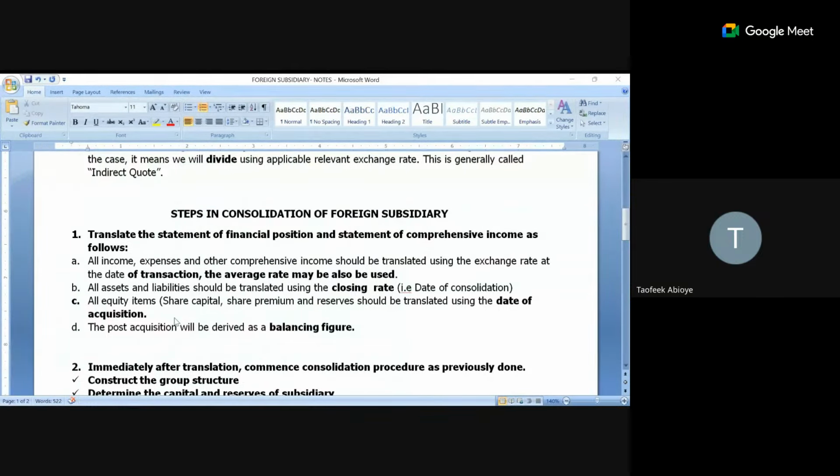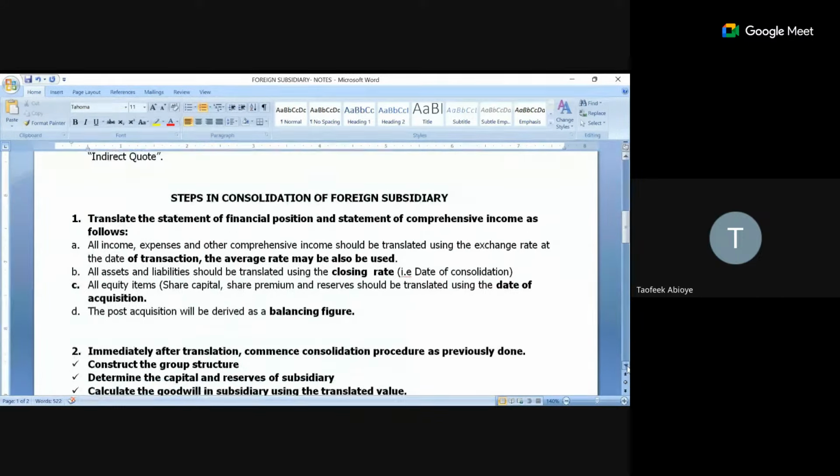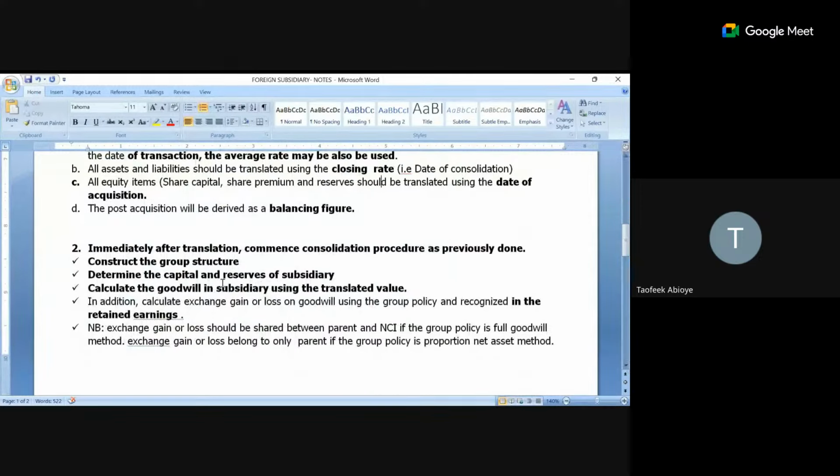Once we have translated, we will start solving our group accounts just like we know it. That is our step two. In step two, we now construct our group structure. If you remember very well, we determine the capital and reserves of the subsidiary. Then we calculate goodwill, which is our working note 3.